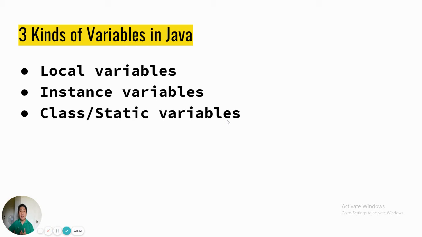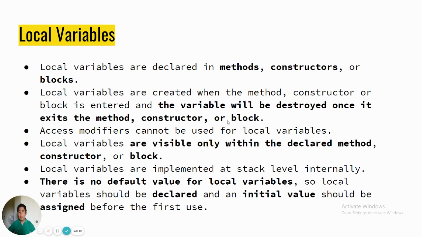the kinds of variables in Java. So there are three kinds. The first one is local variables. The second one is instance variables. And the third one is class and static variables. All right, so let's discuss this one by one. So local variables are declared in methods, constructors, or blocks. Okay, so local variables, meaning you can only access them locally. If you declare it inside the method, you can access it inside the method.